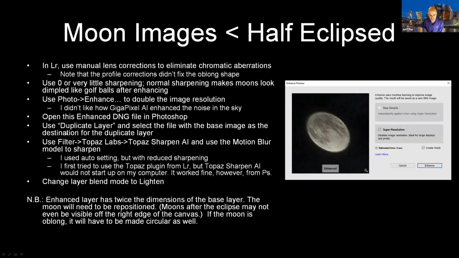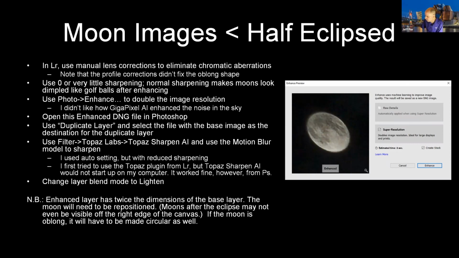Once I got it over there, I could then use Topaz Labs Topaz Sharpen AI to sharpen the moon layer. What I did is I found that the motion blur setting looked the best. I chose the auto settings, but it was just a little too aggressive, so I cut those down a bit to give me a moon that looked reasonable.